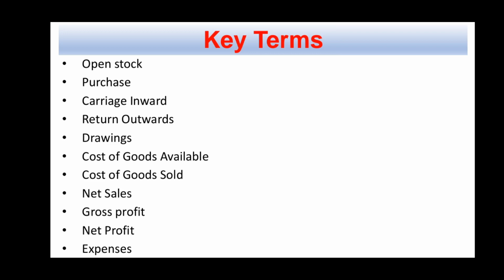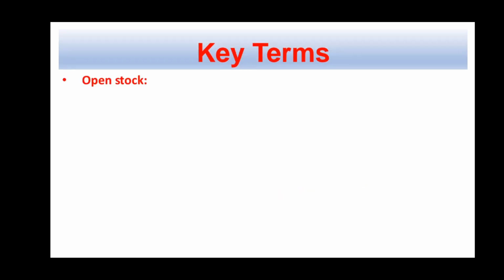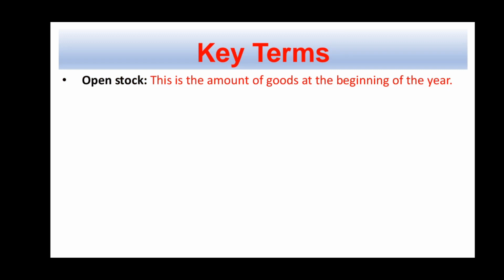So let's start from the first item, which is opening stock. This is the amount of goods at the beginning of the year, that is, when the business opened on the first day of the year. The total amount of goods that are available in the business is what we call opening stock.